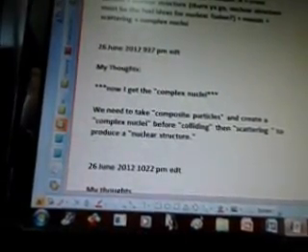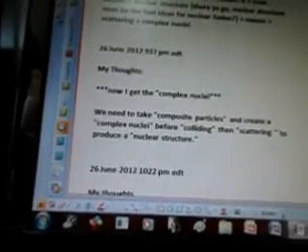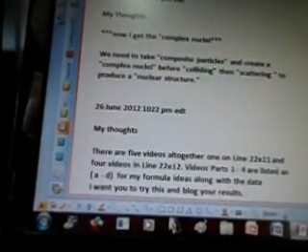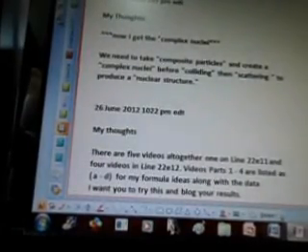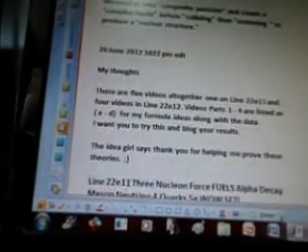Meson plus scattering plus complex nuclei. June 26, 2012, my thoughts. Now I get the complex nuclei. I understand what it means now. We need to take a composite particle and create a complex nuclei before colliding and scattering to produce a nuclear structure. June 26, 2012, my thoughts.